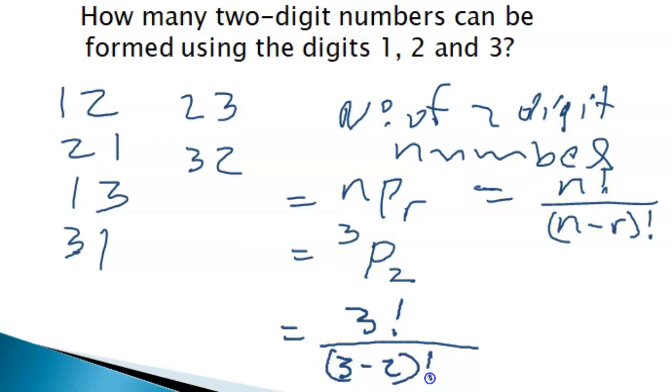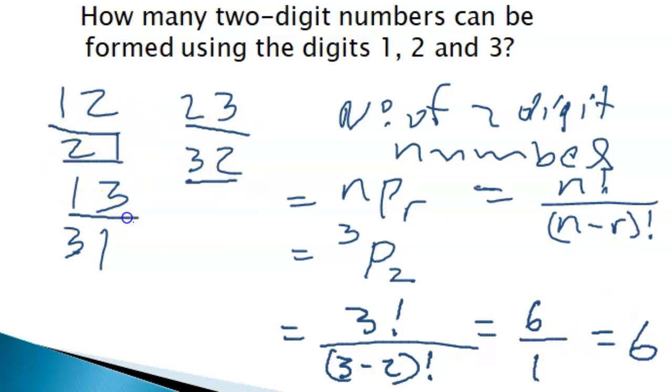And we know 3 factorial is 3 times 2 times 1, which is 6, over 3 minus 2, that's 1. 1 factorial is 1. So the answer is 6. And we could have determined, from just listing them out, that there are 6 different 2-digit numbers you can get using the elements 1, 2, or 3. But since the order is important, we use the nPr formula.